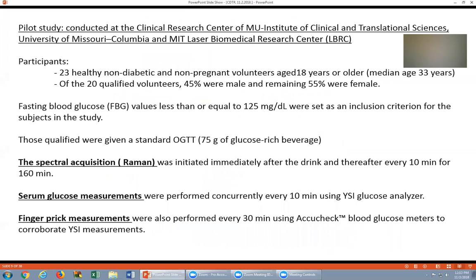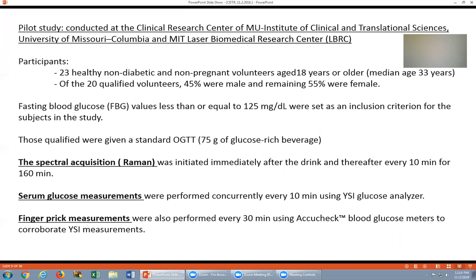And what we did was we did the pilot study in a clinical setting. And we had participants, 23 healthy non-diabetic patients. Actually, that was one of the criteria. We wanted to take the fluctuating blood sugar out of the picture. We wanted to just show that this method, which is non-invasive, is as good as the invasive method. So that was the reason why there were patients that may have had the metabolic syndrome. There were patients that may have had impaired glucose, but we excluded diabetics, which is why the fasting blood glucose value had to be less than 125.